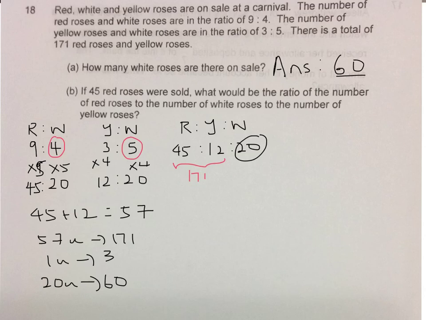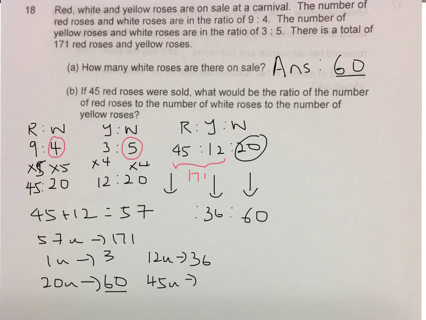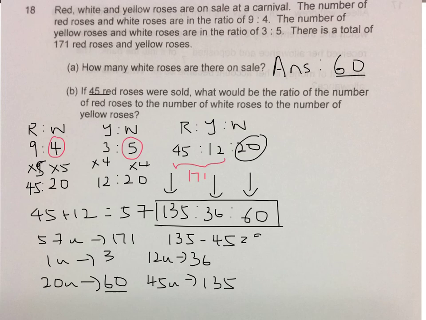B, if 45 red roses were sold, what would be the ratio of the number of red to the number of yellow to the number of white roses? So we find out first. If 20 units is 60, so here is 60 for white. Yellow would be 12 units, so 3 times 12 will be 36. And 45 units will be 45 times 3, which will be 135. This is the exact amount of red roses. They say 45 red roses were sold, so 135 minus 45 will give us 90.